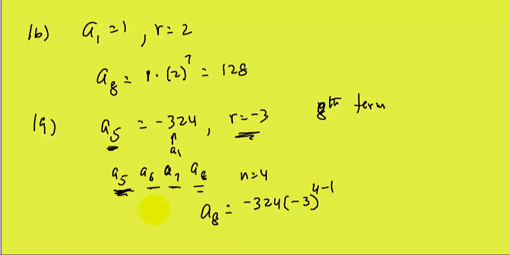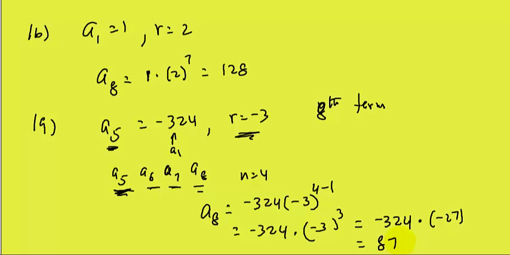because we started at 5. So this really simplifies to negative 324 times negative 3 to the 3rd power, and that's really negative 324 times negative 27. When you multiply 324 times 27, it's going to give us positive 8,748. Positive. Yeah, it gets big really fast.